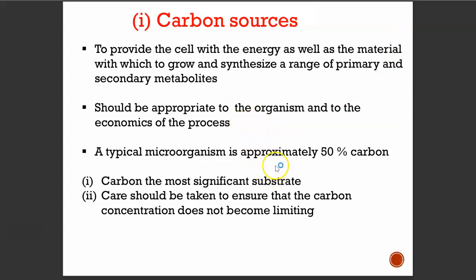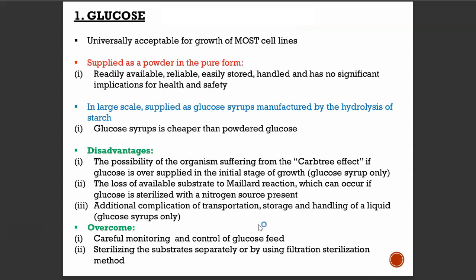A typical microorganism is approximately 50% carbon. Carbon is the most significant substrate in the media. Care should be taken to ensure that carbon concentration does not become limiting. If you put too little carbon, it will limit the overall reaction of synthesizing the microbes. Now, what are the types of carbon source that you can use?